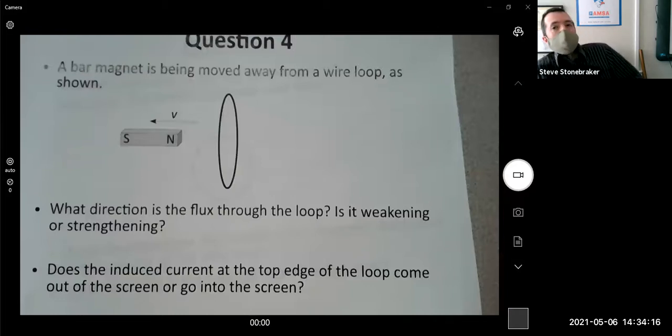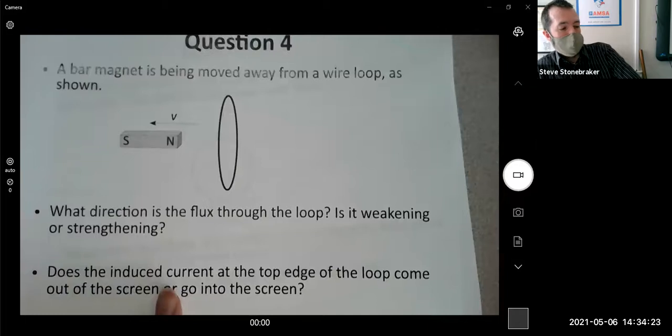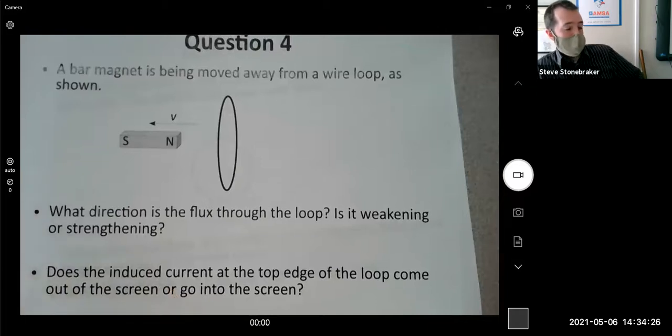So what do you mean by direction left or right, or in or out? In or out, for the current at least. For the current, yeah. The flux is going to be either left or right.